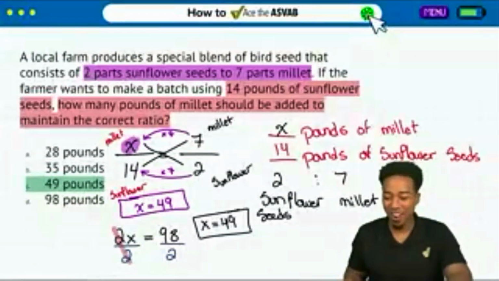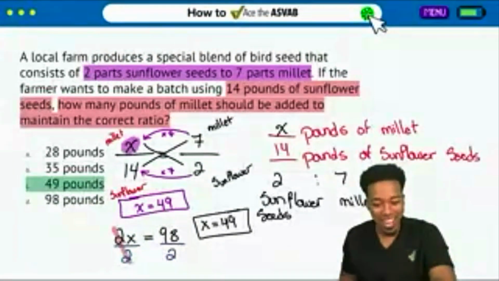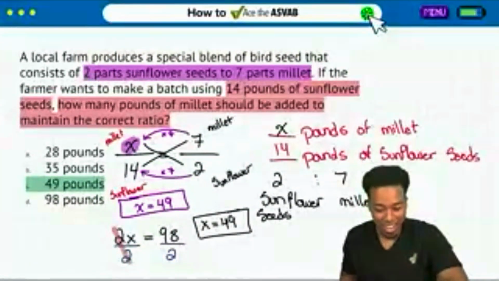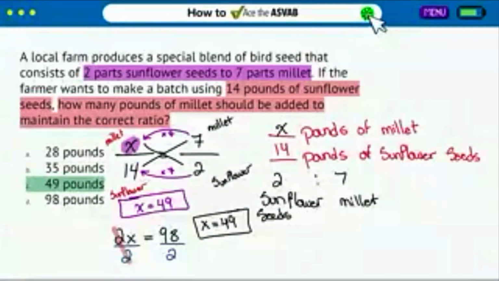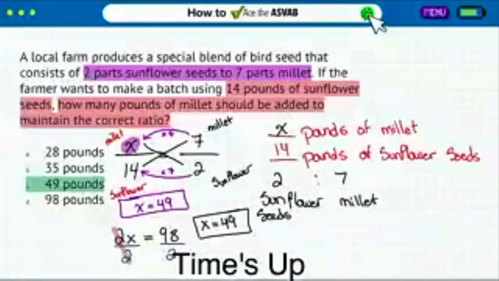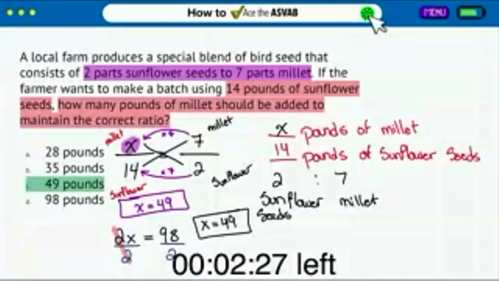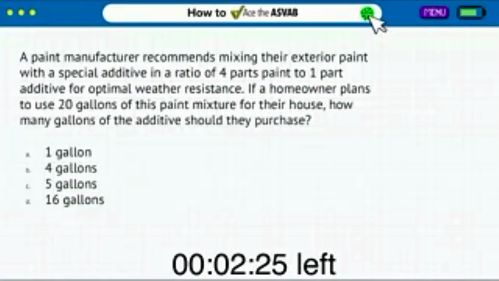But let's go ahead and get ready for the next question. Let's see how we handle this one. So let me get my face out of the way. Here's the timer. And here we go. Again, all I care about is you doing your best.